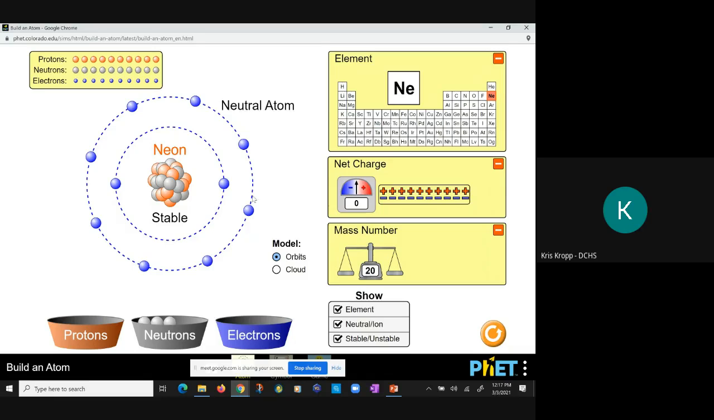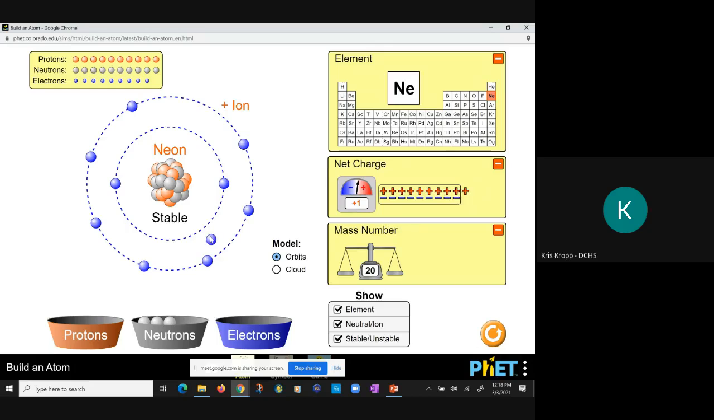My mass number is 20 because I have 10 protons and 10 neutrons. I could take all the electrons out of here and it wouldn't do anything to my mass. You see that? Oh, look at that. It won't even let me take an electron out of the first energy level. It replaces it. How about that? Okay, so as I add or subtract electrons, my mass doesn't change. It's only the protons and neutrons that change the mass.